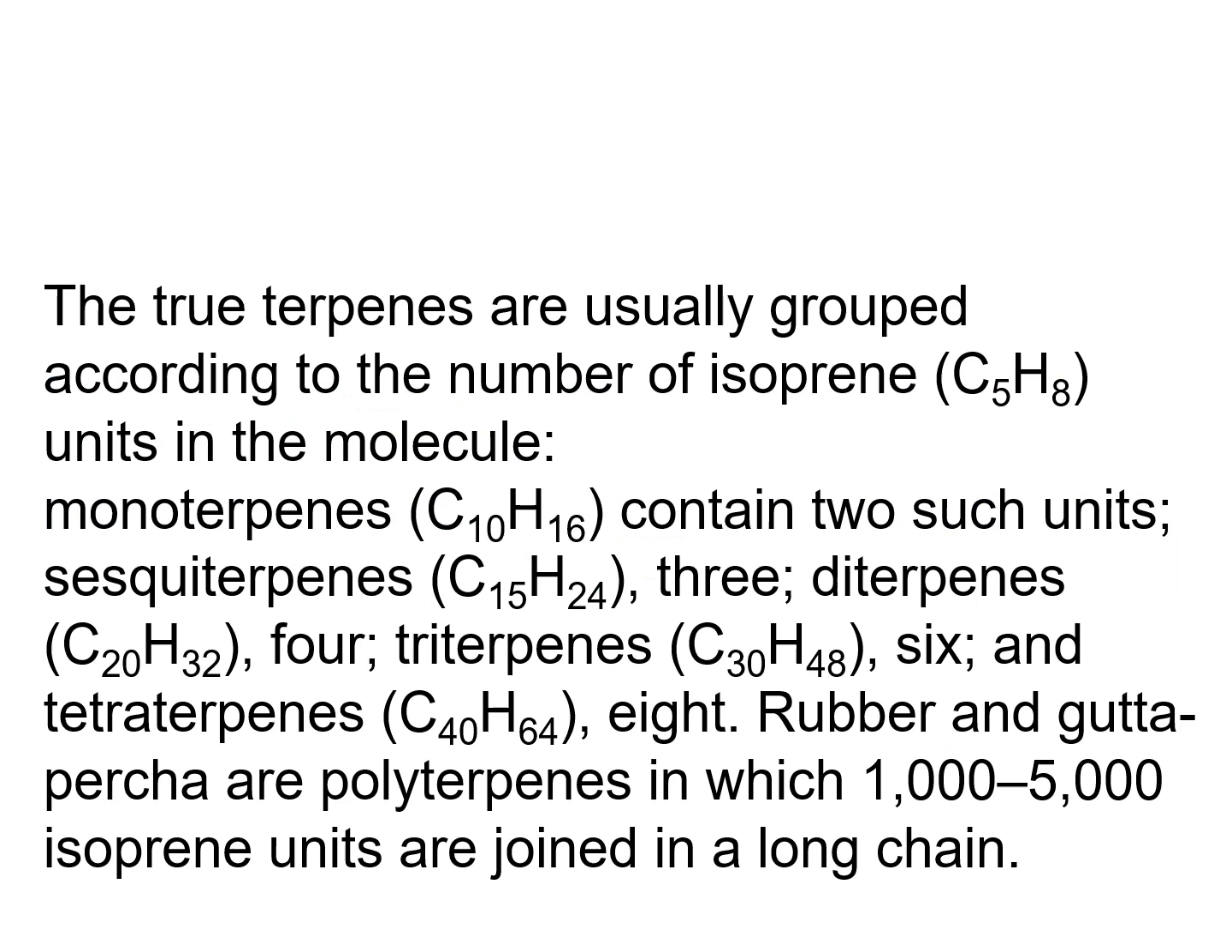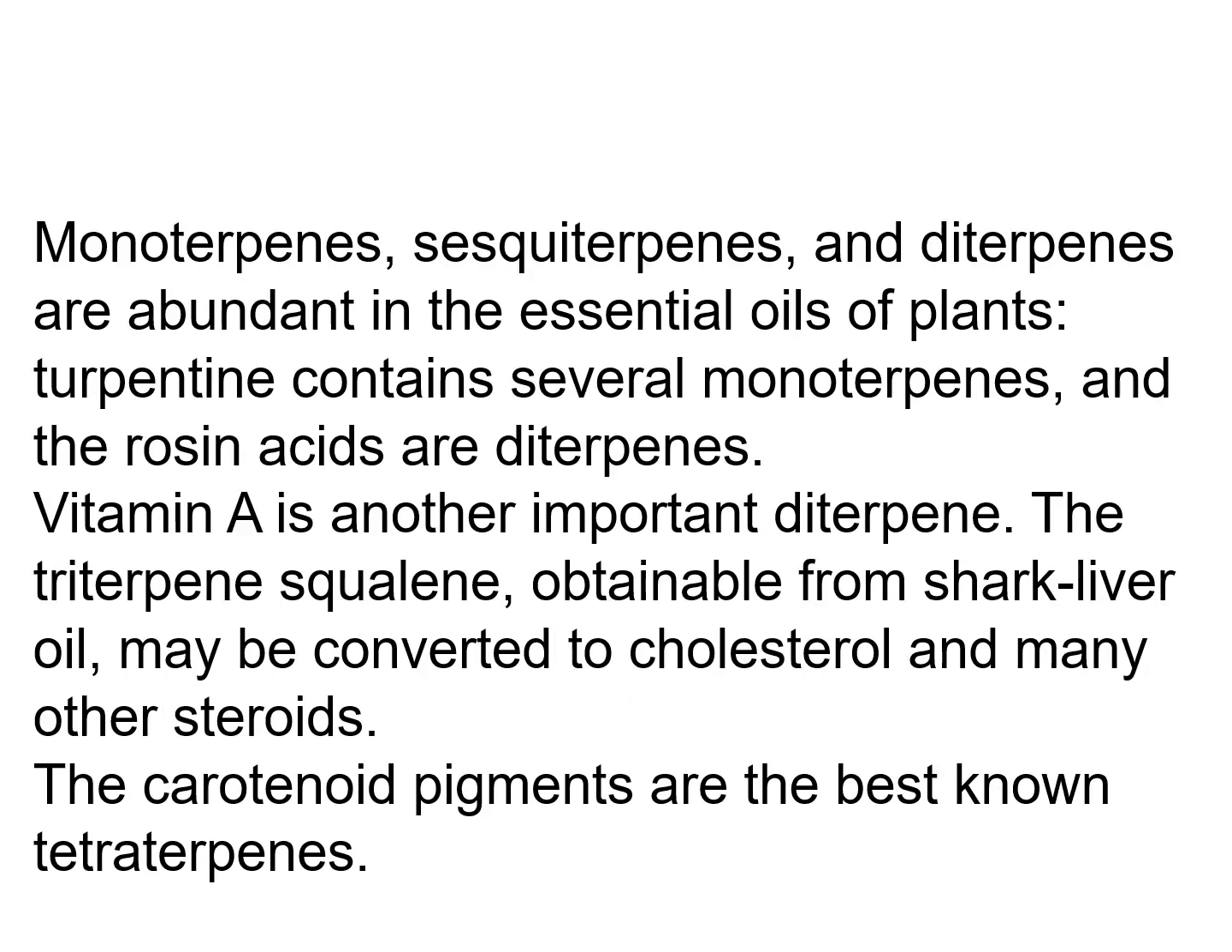Terpenes are usually grouped according to the number of isoprene units. The monoterpene has 10 carbons and contains 2 such units, the sesquiterpene has 15 carbons or 3 isoprene units, the diterpene has 4 isoprene units, the triterpene has 6 isoprene units, and the tetraterpene has 8 isoprene units. Rubber and gutta-percha are polyterpenes, where 1000 to 5000 isoprene units are joined together in a long chain. Monoterpenes, sesquiterpenes, and diterpenes are abundant in the essential oils of plants.